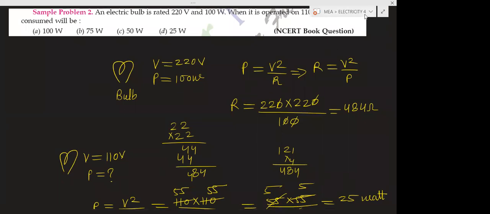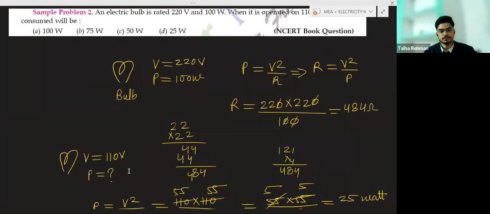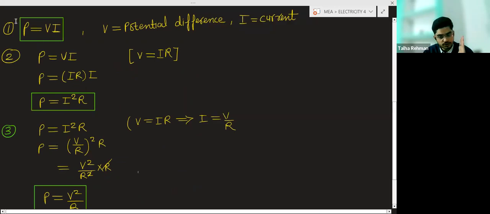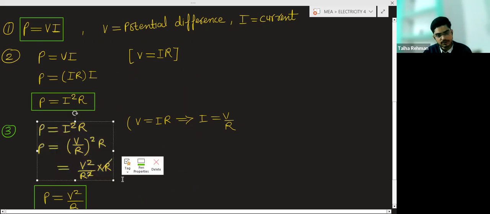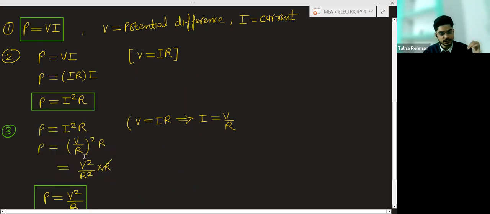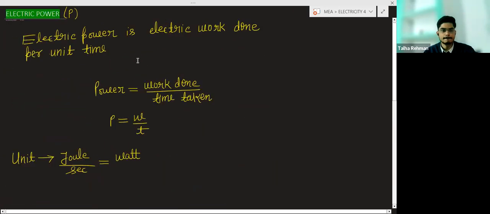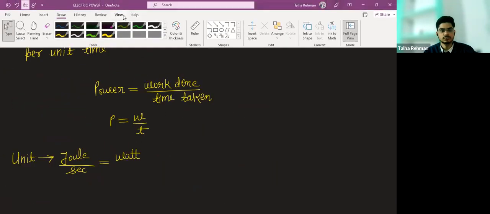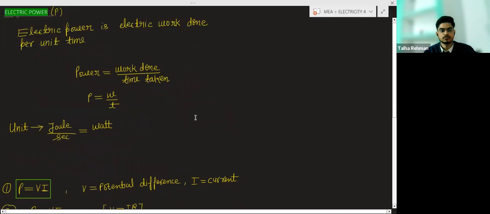Okay, so write down fast all the formulas. You should learn P is equal to VI, P is equal to I square R, P is equal to V square by R. And I have also derived this so that you should know from where these formulas are coming. Write down. This time write down fast.